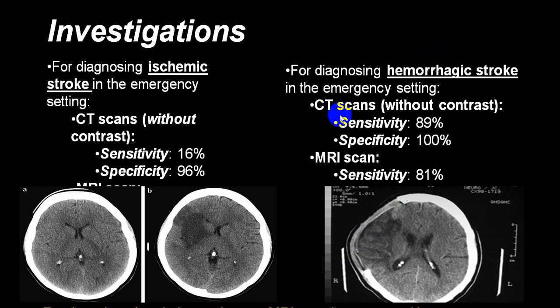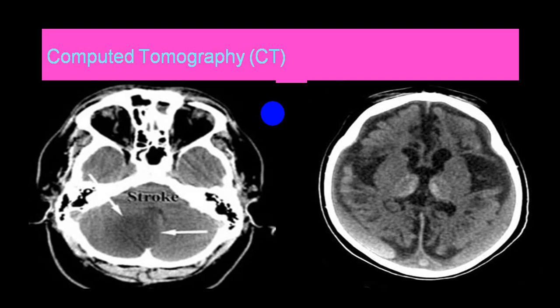CT scan without contrast will be almost 90% sensitive, and specificity will be 100%. So it is always better to go for CT without contrast in the initial stage to identify early ischemia, ischemic stroke or hemorrhagic stroke. So stroke identification will be very easy by CT without contrast.